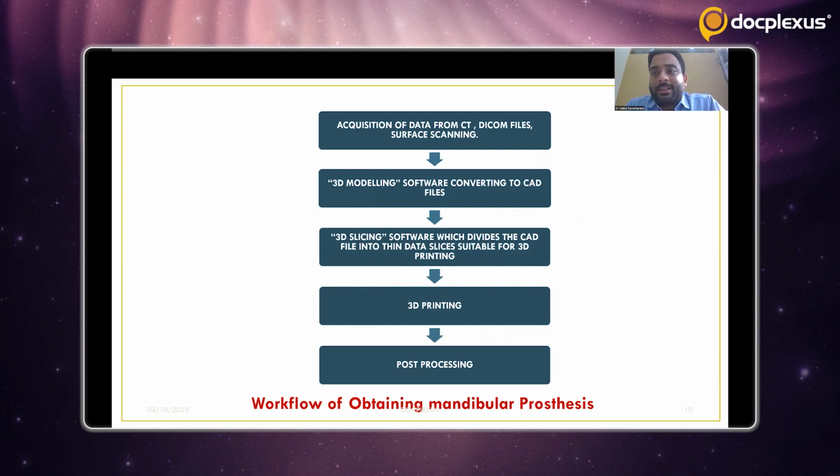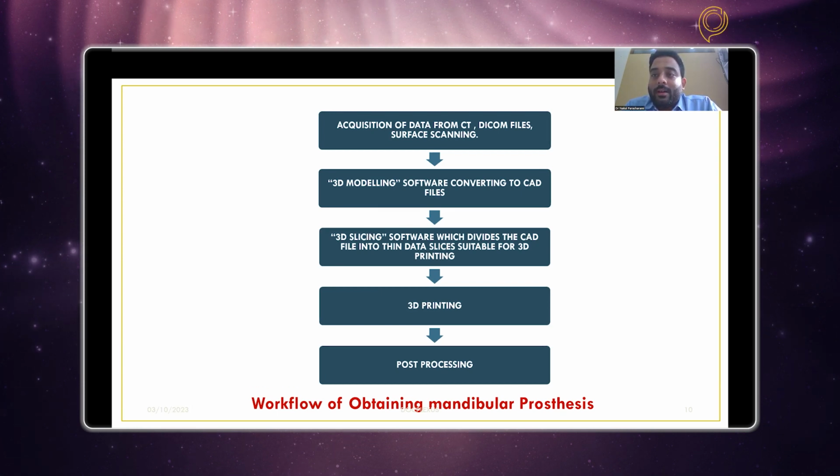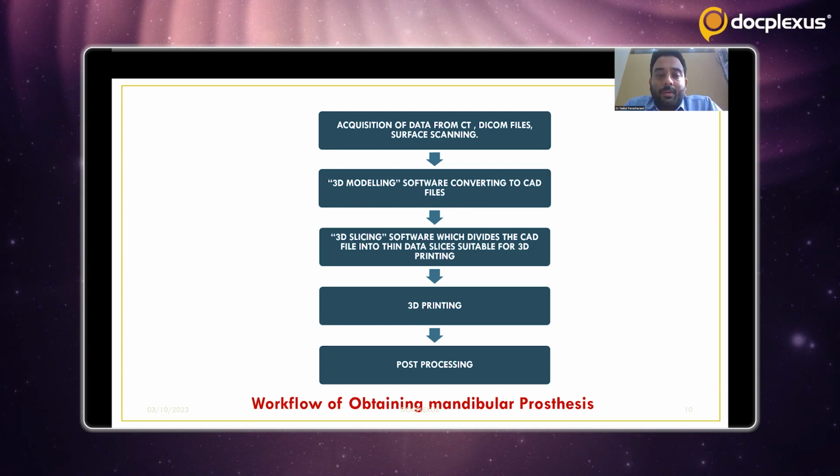So I'll just briefly describe the workflow of how we went ahead in designing the prosthesis. First, we gathered data from the CT scan, DICOM files, and surface scanning. Then a 3D modeling software was used to convert to CAD/CAM. Then basically designing of the prosthesis was done by the surgeon, that is me, and the engineers involved. Then the 3D printing process was done, after which the surgery took place.